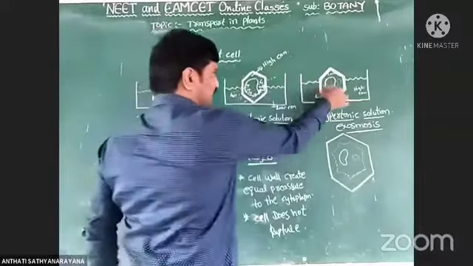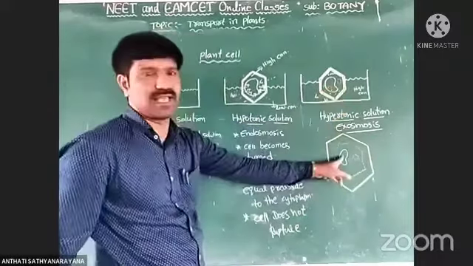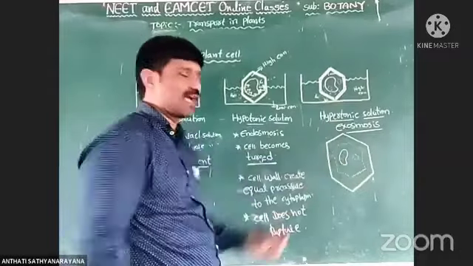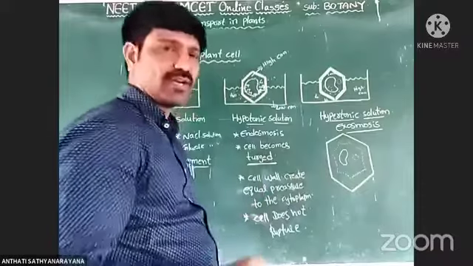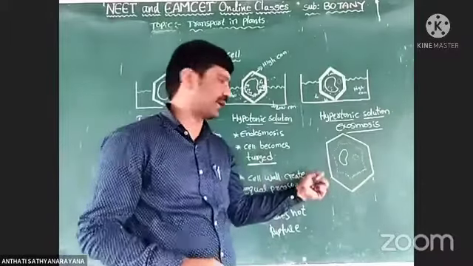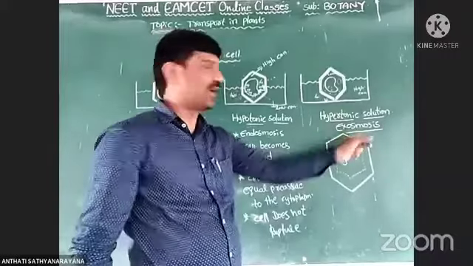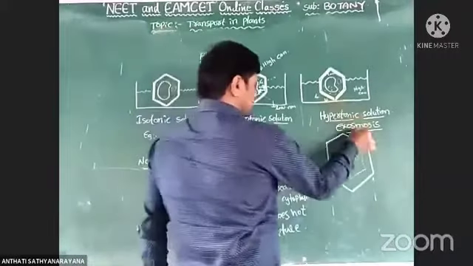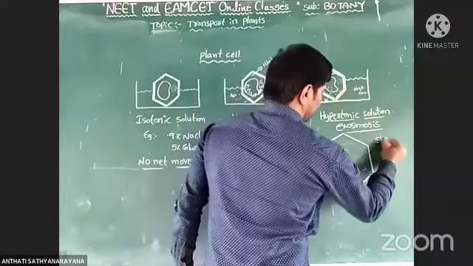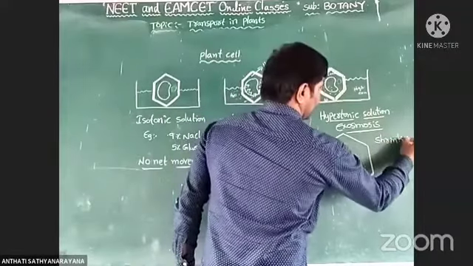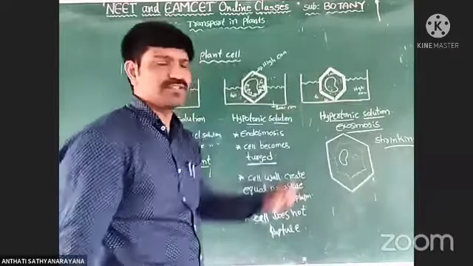When the vacuole loses water, it reduces the size of the vacuole. The vacuole becomes smaller in size because of the exosmosis. When exosmosis takes place, the cell becomes shrunken.